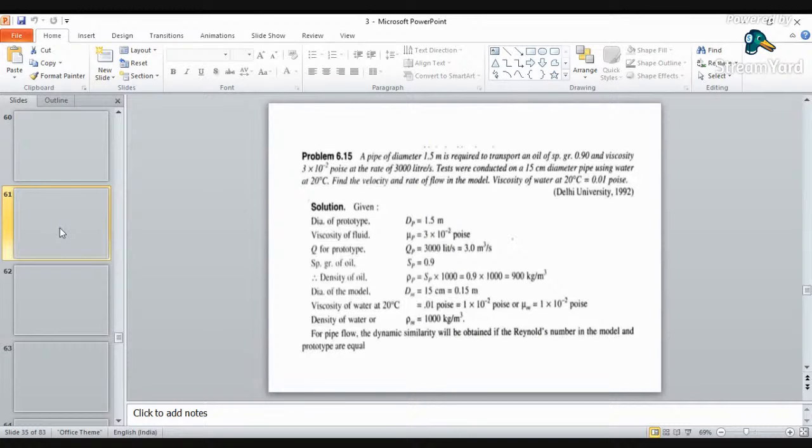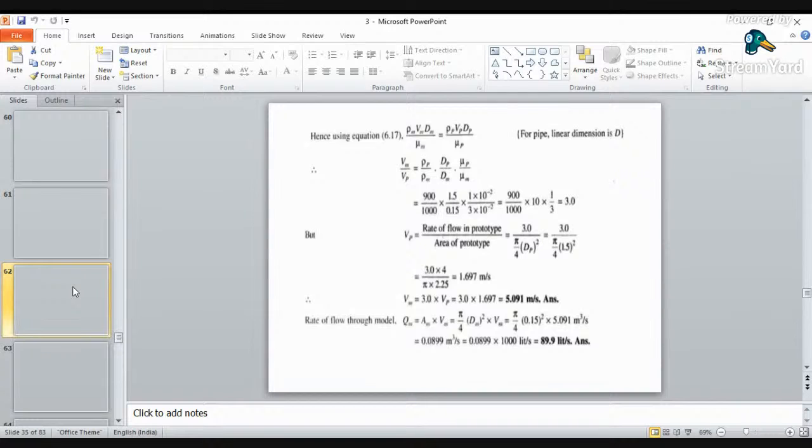Write down all the given quantities. In the first lecture we saw that specific gravity was given, so you can find out the density. So here density of oil can be calculated as specific gravity into 1000, that is the density of water. So it will be 900 kg per meter cube. Then diameter of model is 15 centimeter, which is given to you. So here you are given parameters like discharge, density and diameter. You have to find out which law of dynamic similarity the given quantities fulfill. So here you can apply the Reynolds model law or the Reynolds dimensional analysis.